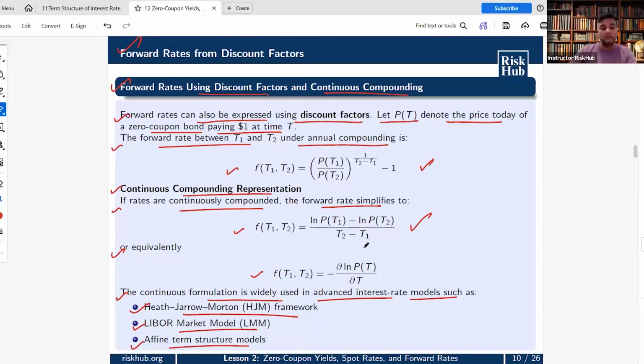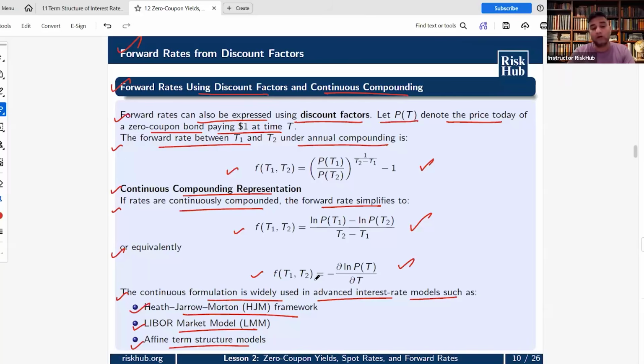This is the formula. Again, F of T sub 1 comma T sub 2 equals open bracket the natural log of P of T sub 1 minus the natural log of P of T sub 2 close bracket divided by T sub 2 minus T sub 1. Under continuous compounding, the product of growth factors becomes the sum of logs. The forward rate is then the difference of two logs spread over the length of the period. Division and roots are replaced by subtraction and division. Then we have this one.